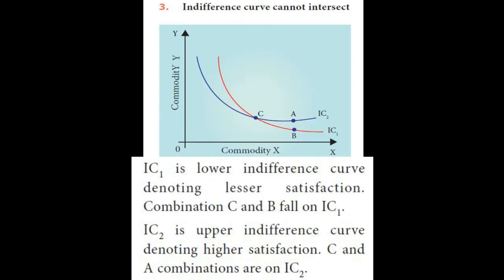Third, indifference curves cannot intersect with each other. Indifference curves never intersect because all the points represent the same level of satisfaction. In the diagram, IC1, indifference curve 1, is a lower indifference curve, denoting lesser satisfaction. The combinations C and B fall on IC1. Next, IC2 is a higher indifference curve. The upper indifference curve denotes higher satisfaction. C and A is a combination on IC2.